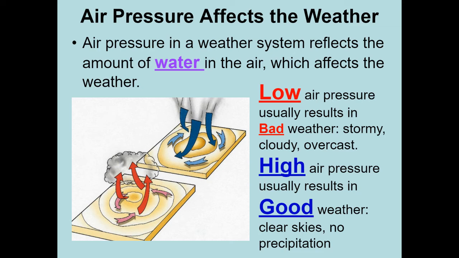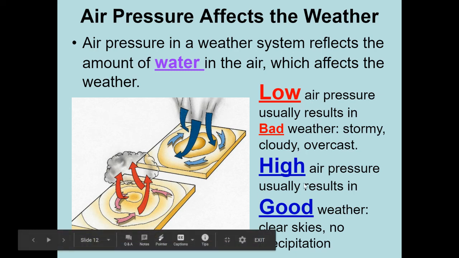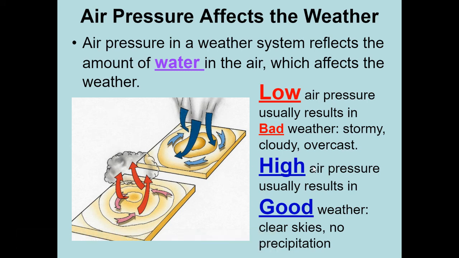So air pressure drops. A lot of times storms come in, clouds come in, it's overcast. Air pressure rises. A lot of times that brings clear skies, no precipitation. That being said, a lot of times when the temperature decreases, air pressure increases. So cooler temperatures are usually associated with high air pressure. Higher temperatures, like hot temperatures, are associated with low pressure.